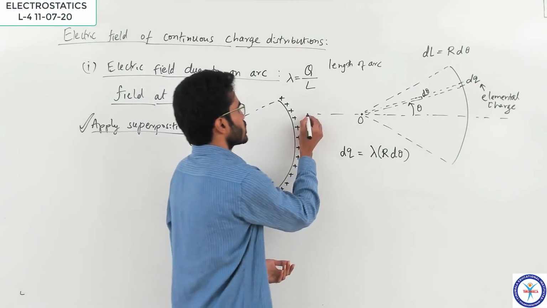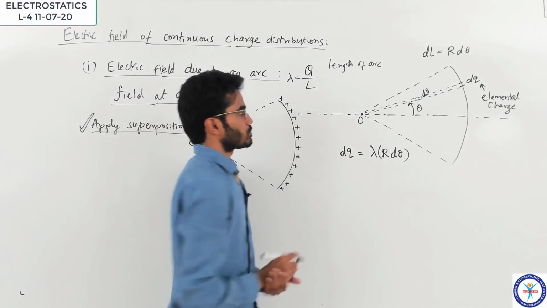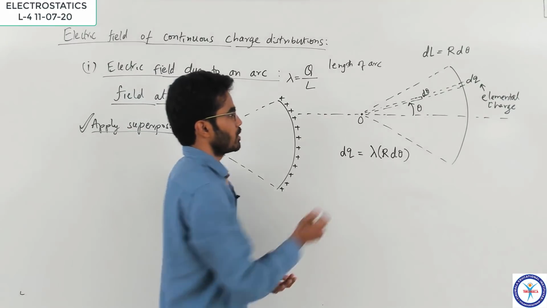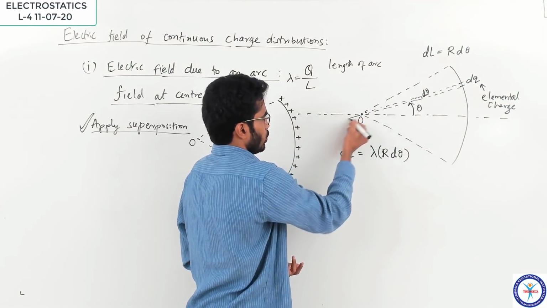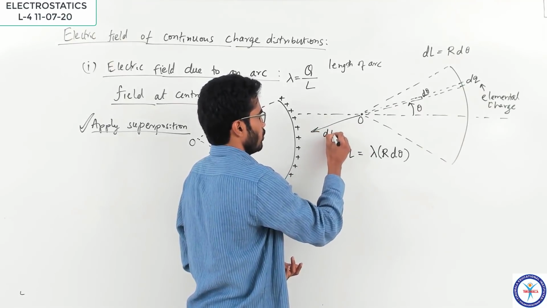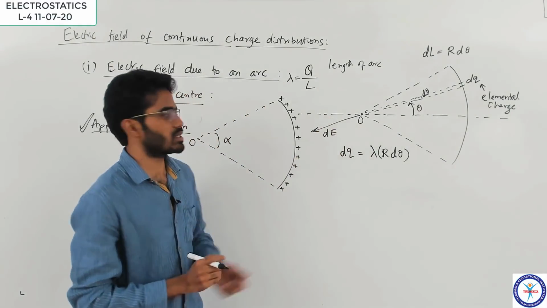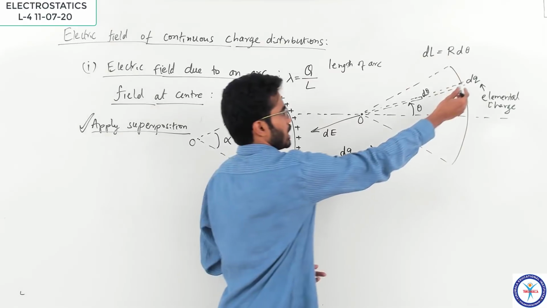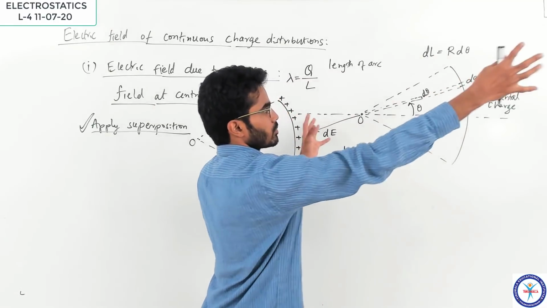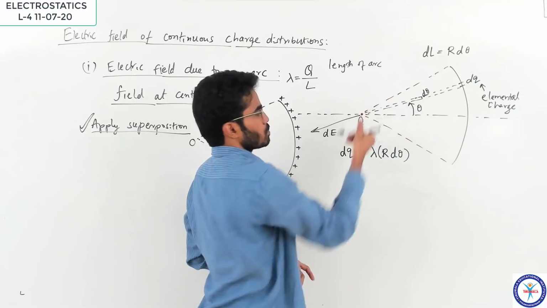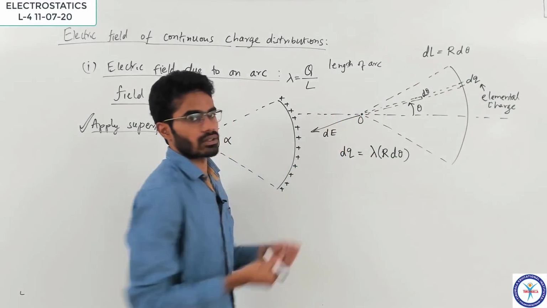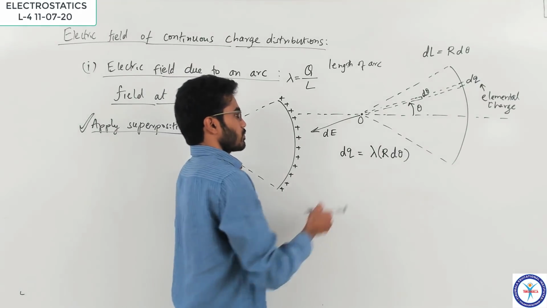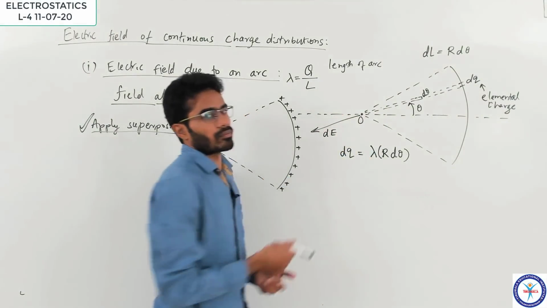So before going into integration, let us think about the problem. What will be the field at O? How is it oriented? Due to this, you will know that there is a small field due to the small elemental charge, dE, in the same direction. From the charge, the field is going outwards. So in this particular direction, at this point, the field is going in this direction, dE, the small value of electric field. It is acting along the same line.